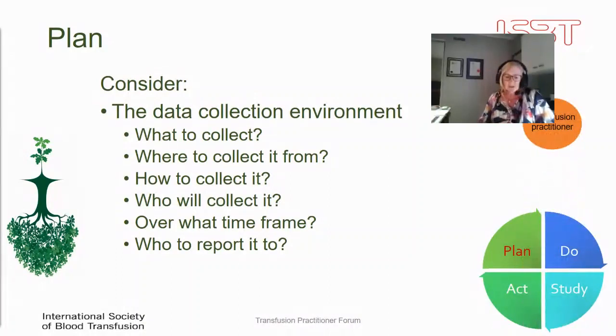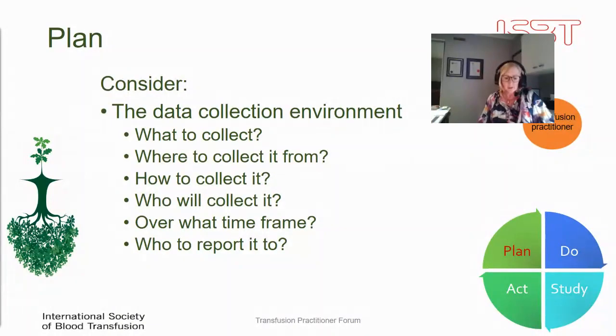So what to collect? What information is going to help you answer the question that you've actually got? Where could you collect this information from? What systems do you have that you can access? What part of the medical notes would you be looking at to include the information that you want to gather? How are you going to collect it? Are you going to be using an audit tool? Is it a paper and pen audit tool, or perhaps an electronic tool?